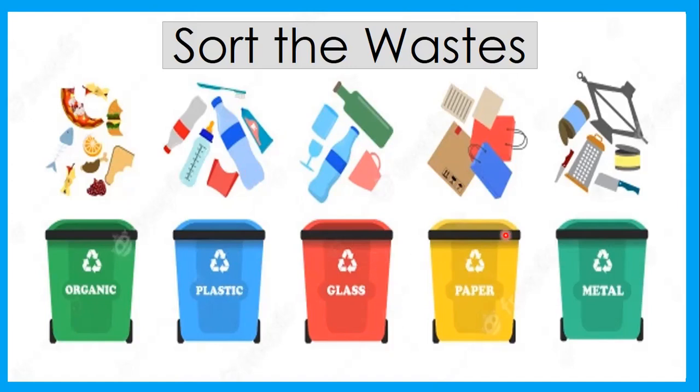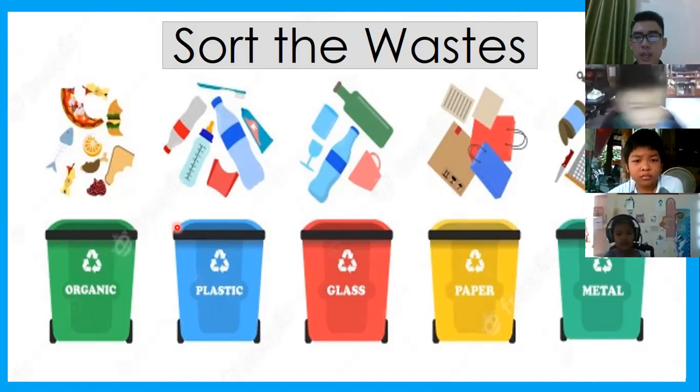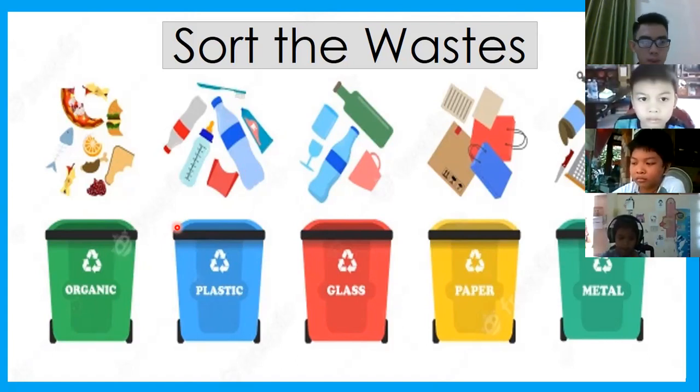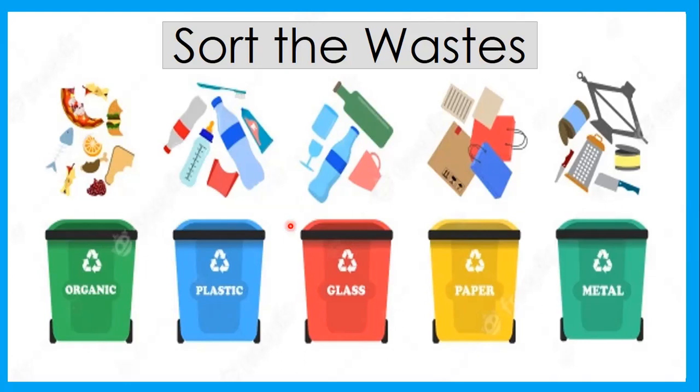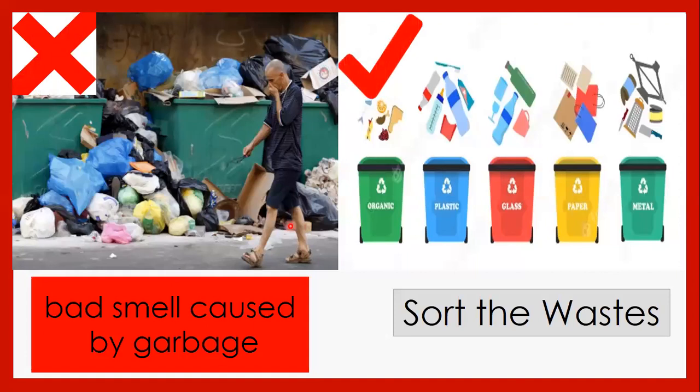How about the yellow garbage bin, the yellow one? The yellow garbage bin is for the paper. So you need to throw away the paper into this kind of garbage bin. There are a lot of garbage bins with different colors. And I believe that in your school, Manta Christian School, there are different types of garbage bin for students to sort the waste. We can stop the bad smell caused by the garbage by using different colors of the garbage bin with the proper types of waste.